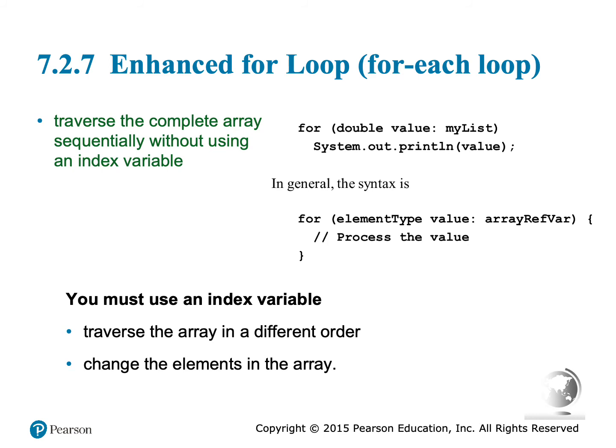An enhanced for loop, called a for each loop, is available to traverse the array sequentially without using an index variable. Note that when traversing the array myList, the variable value must be declared as the same type as the elements in myList. If you need to traverse the list in a different order or change the elements of the array, as in shuffling, you would need to use a standard for loop and an index variable.